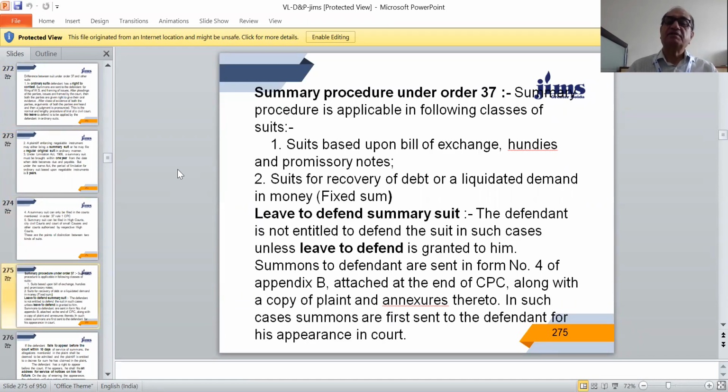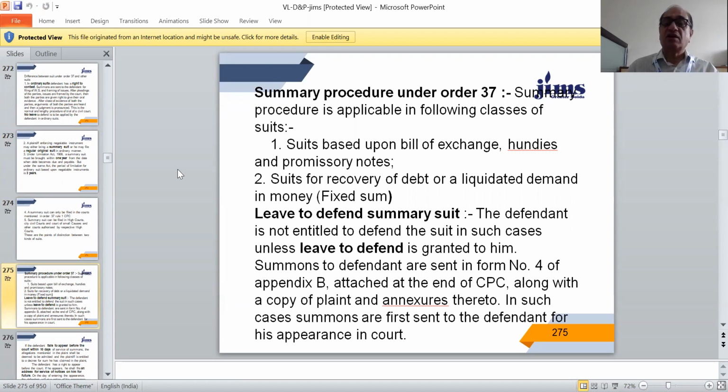Under Order 37, the suits which are filed are known as summary suits, or summary procedure is provided under Order 37. Summary procedure is applicable in the following classes of suits. It's not applicable to all suits. Number one, suits based upon bills of exchange, hundis, and promissory notes.